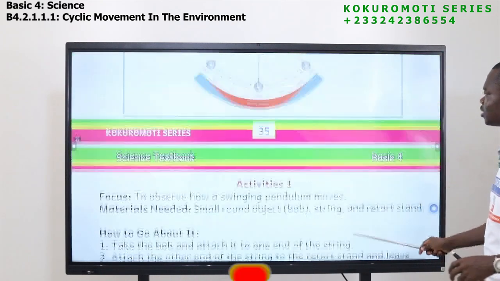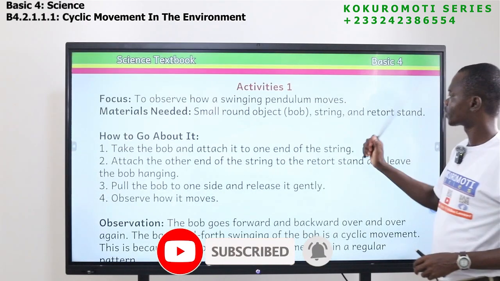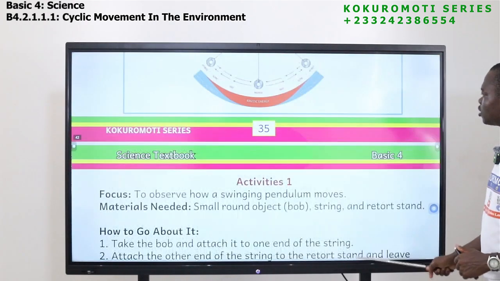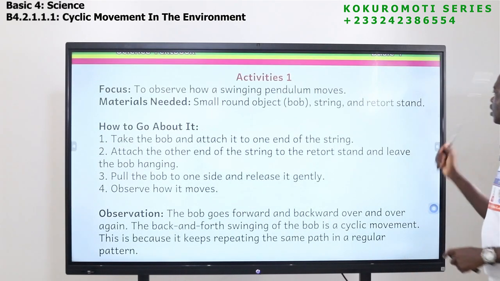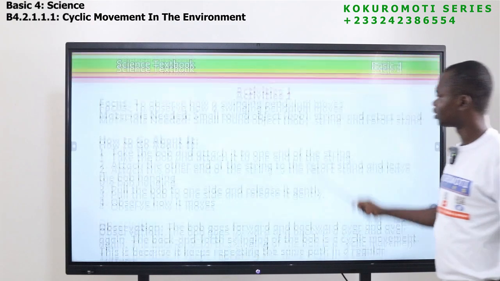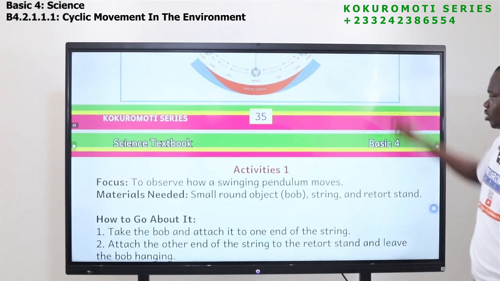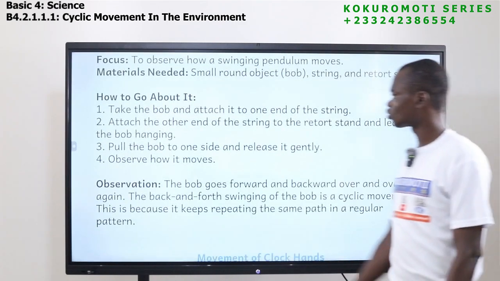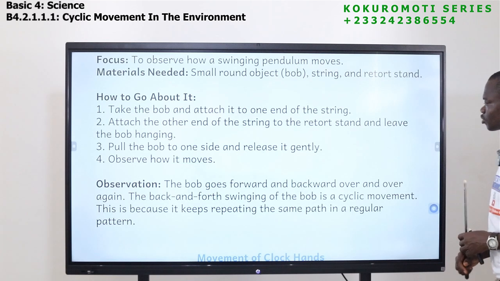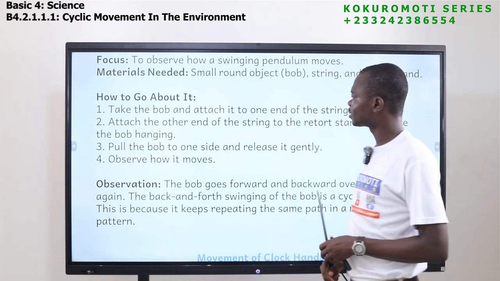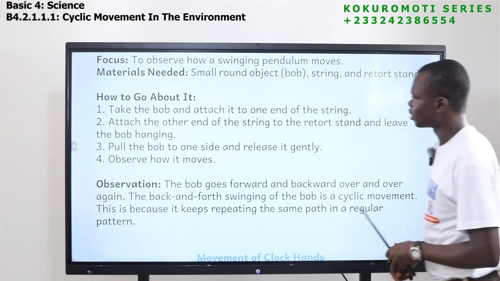So the small round object, this one is a small round object, and we will call it bulb. We have string. So this is a string. Have you seen the string? Okay. And retort stand. In our case, we don't have a retort stand here, but we have a hand that will hold it for us. Okay. So how to go about it? One, take the bulb and attach it to one end of the string. Two, attach the other end of the string to the retort stand and leave the bulb hanging.